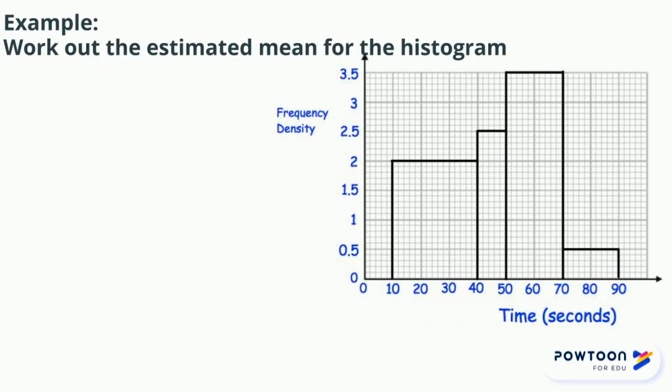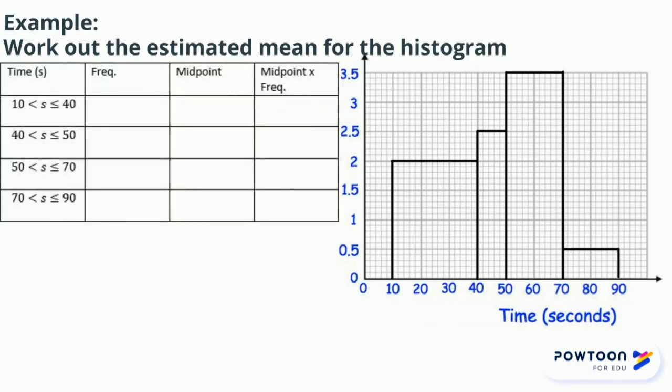When looking to find the estimated mean from a histogram, we're actually going to follow the same steps as we did from a table, but first we have to make the table. So you'll look at the bars and say, well, the first one goes from 10 to 40, and then 40 to 50, and so on. So first make the table with the correct intervals.